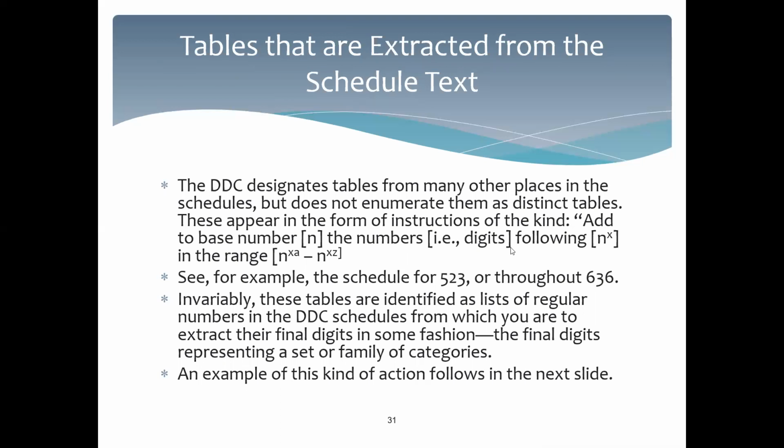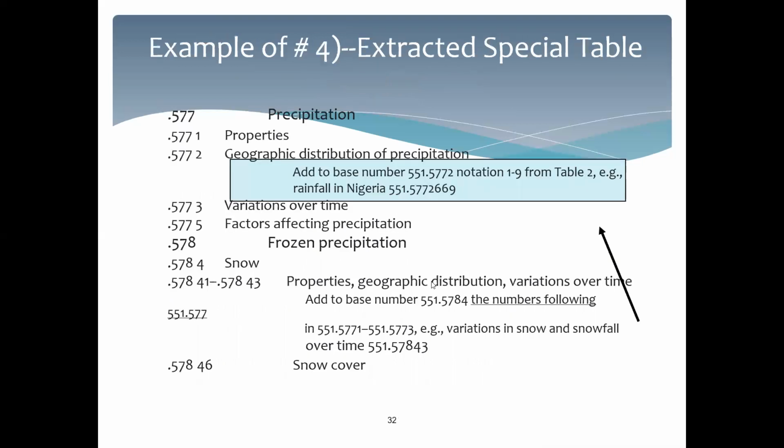These tables are identified as list of regular numbers in the DDC schedules, and you just follow the instructions. So if it tells you to add to your base number these digits following a particular example, you're going to follow those instructions. Here's an example of that.